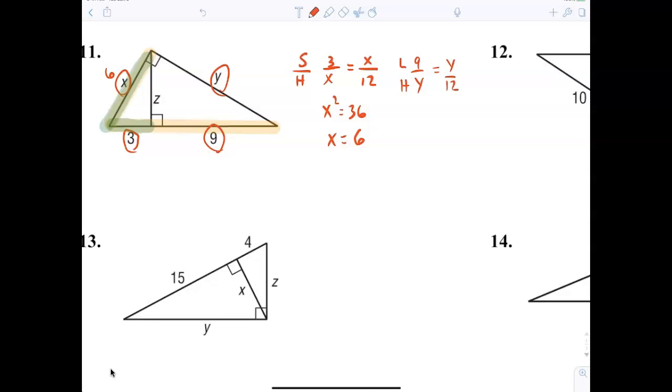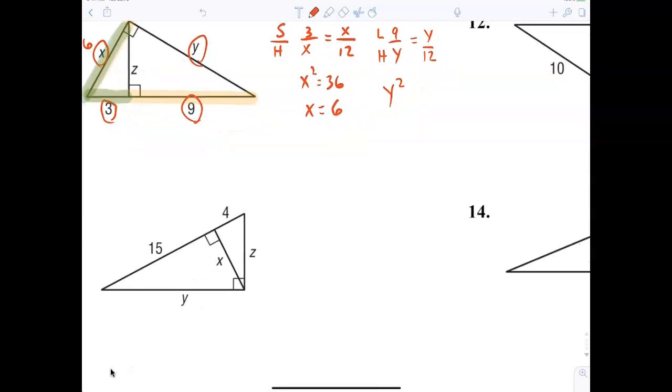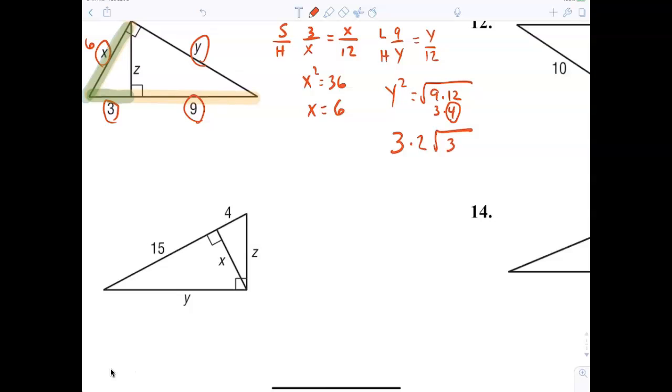Now when you cross multiply, you're going to get y squared. Do I multiply 9 times 12 or just leave it alone? Leave it alone. We don't want to multiply it. y squared equals the square root of 9 times 12. What's common with 9 and 12? 3. So now this becomes a 3 and a 4. Now what am I going to pull out? A 2. This 4 comes out as a 2. And what's left behind? 3.